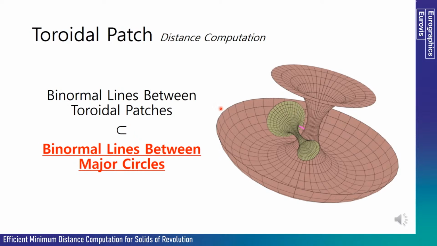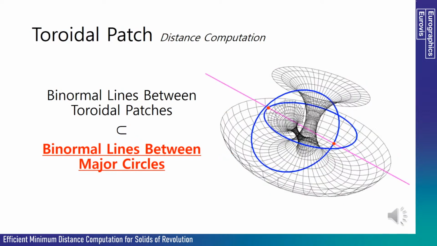That is, we found that binormal lines between toroidal patches are also binormal lines that connect two major circles of the patches. Please look at this image. The two major circles of the toroidal patches are rendered in blue. This major circle corresponds to a smaller patch here, and this major circle corresponds to a bigger patch here. You can see the extended version of the pink line before also goes through these two major circles orthogonally.